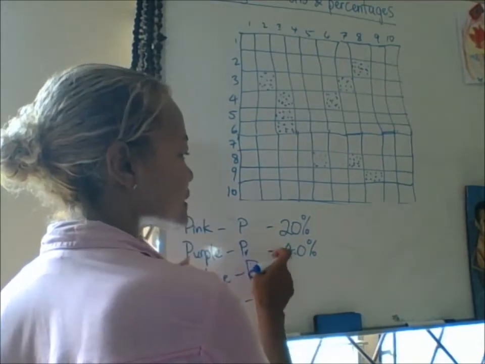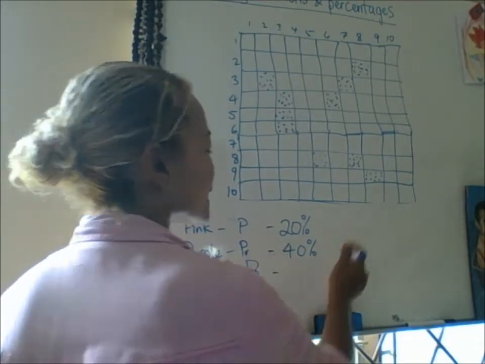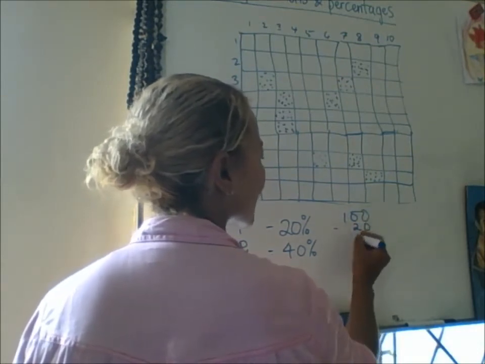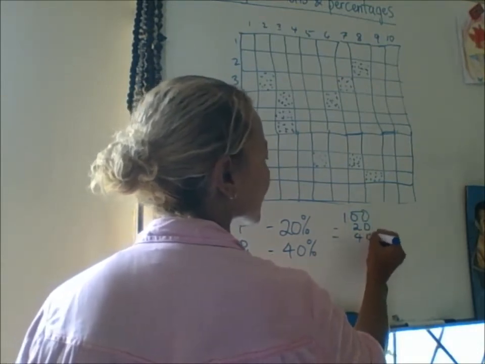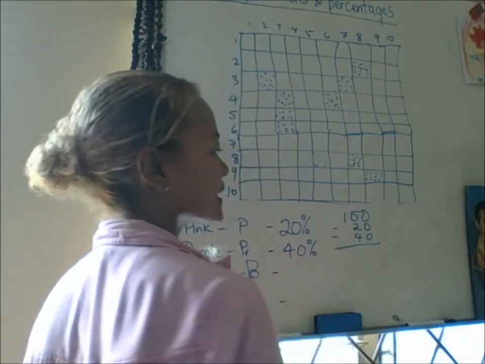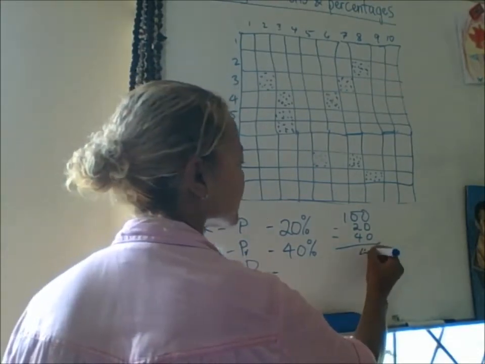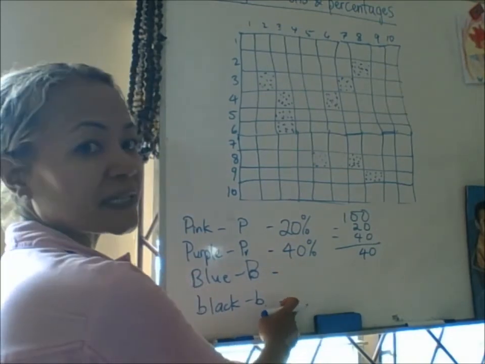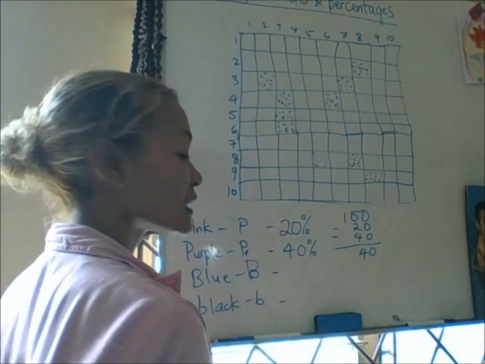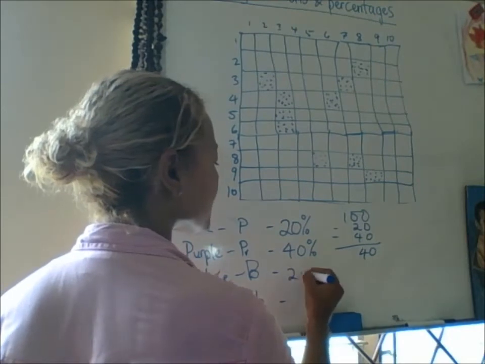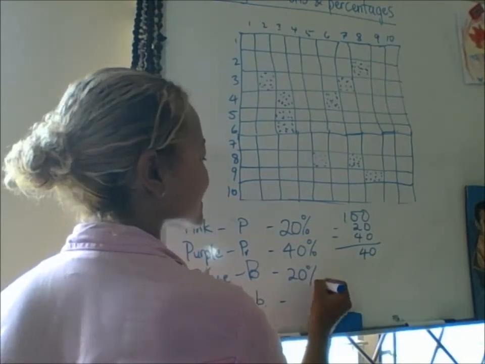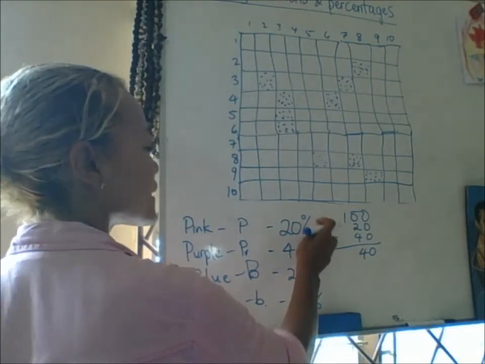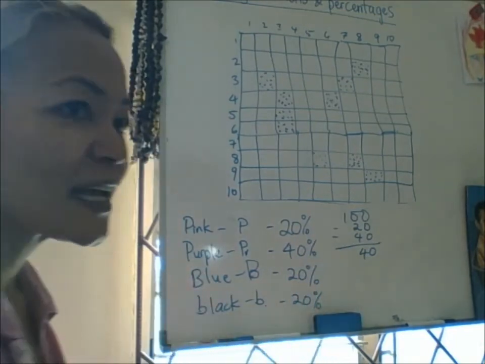Next color, 40%. So what's the remaining percentage we have now? We've used up 20 plus 40. So 100 minus 20 minus 40. What's remaining? 40. Okay, we have 40% left. So how are you going to split it between the last 2 colors? 20 for this one, and the last one leaves only 20 remaining. So 20, 40, 20, 20.